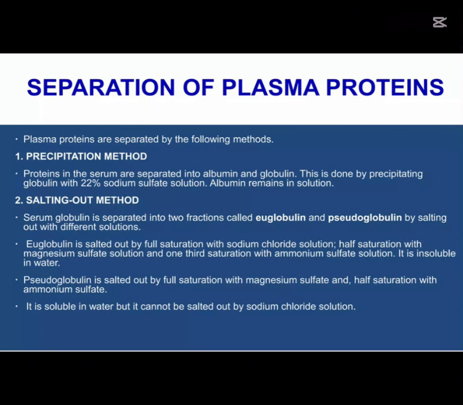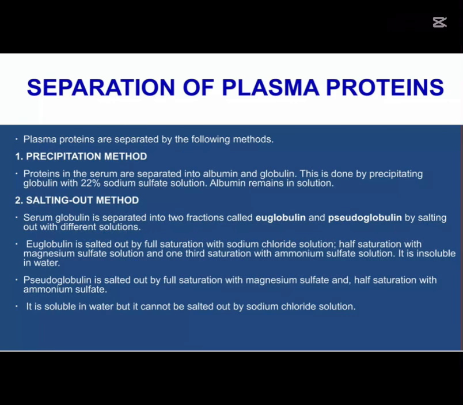Are you getting it now? So how can you separate them into two different fractions? By using salting out. If you separate them, you will get euglobulin, which is the true globulin, and pseudoglobulin, which is the false globulin. So how do you get the euglobulin? First of all, you salt it out by full saturation. So how do you do the full saturation? First of all, you add a sodium chloride solution.